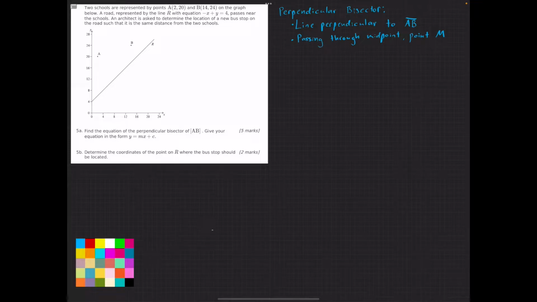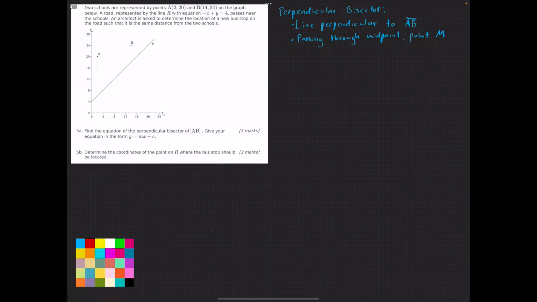Two schools are represented by points A (2, 20) and B (14, 24). Those two schools lie on the coordinate plane, and they're on the graph below. A road represented by the line R with equation negative x plus y equals 4 passes near the schools. An architect is asked to determine the location of a new bus stop on the road such that it's the same distance from the two schools. If we want the same distance from these 2 points, we're going to want to set out a perpendicular bisector.